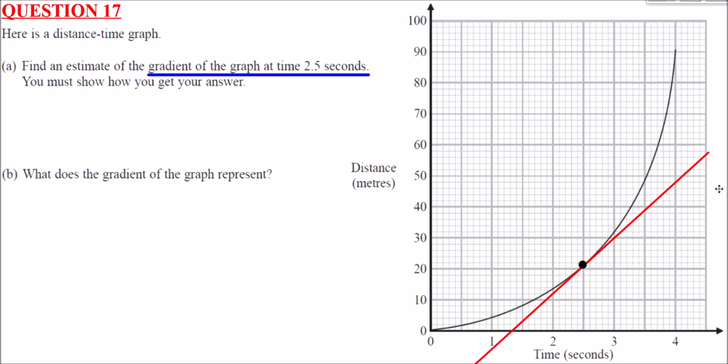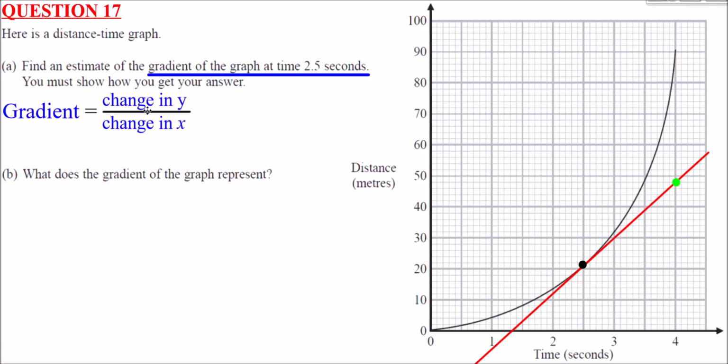So for gradient, once we've got our straight tangent, we need to pick 2 points on it to work out the gradient. I'd suggest to use a point here which we've already been given, which is 2.5 along, and then the dot here is just before 1 square up from 20. So this would be 2.5 and 21. The next point I'm going to pick is this one here when the time is 4, because it seems to cross here at 48. So I'm going to highlight this one here in green.